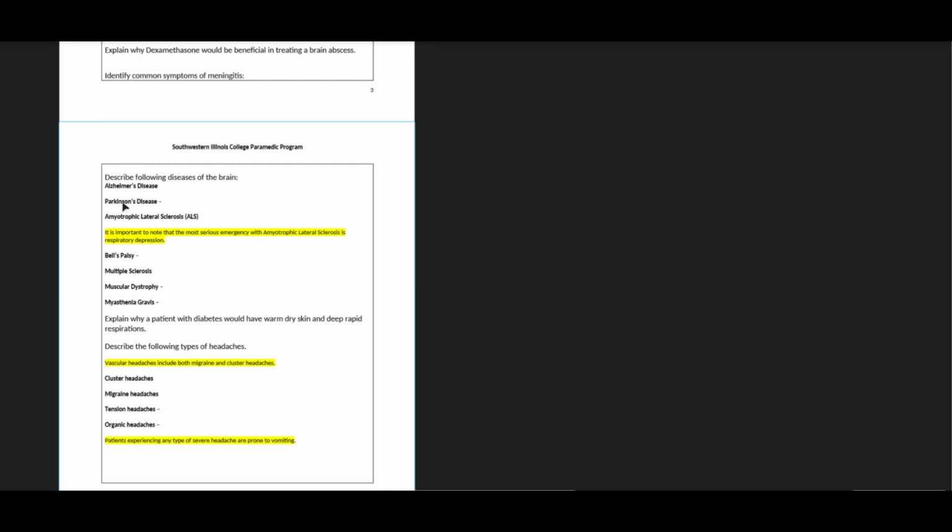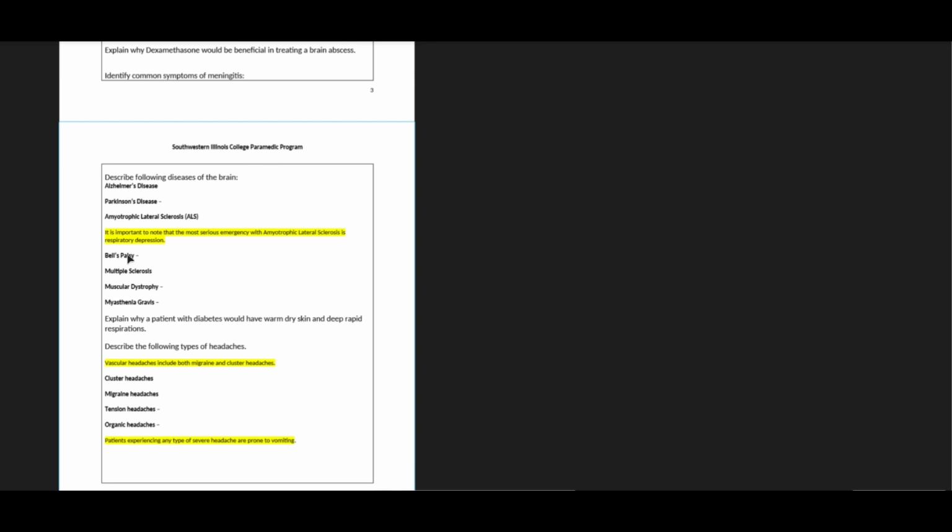Parkinson's disease, this is kind of an idiopathic degeneration of dopaminergic neurons in the midbrain. So ALS, this is the selective destruction of motor neurons, which eventually leads to the weakening and paralysis of the diaphragm and respiratory muscles. And people diagnosed with ALS often die within 5 years of the diagnosis.